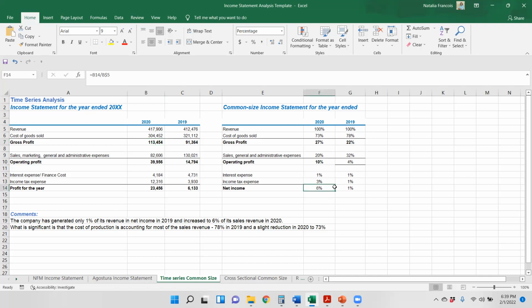Are you seeing what I'm speaking about? As a shareholder, I'll be very concerned with this figure, right? How much are the shareholders taking home? The company is making 100% and I'm getting 1% of the pie. But in 2020, they got 6% of the pie.